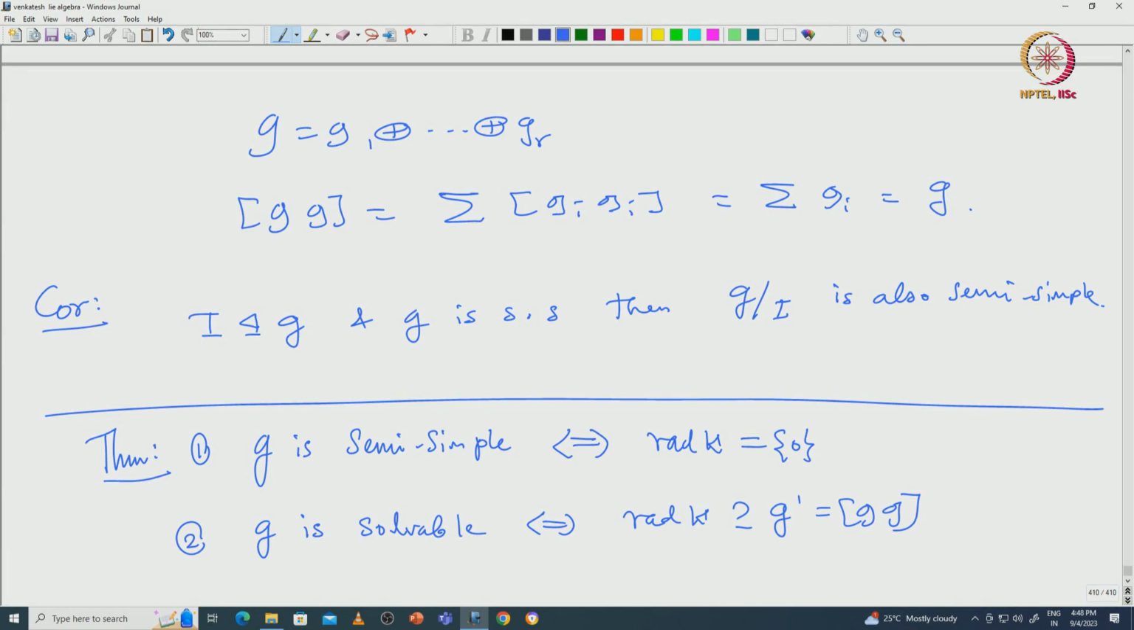I will continue with derivations of semi-simple Lie algebras in the next class. We will use whatever results we have learned so far about the Jordan-Chevalley decomposition and so on, and then use that in order to understand what is called the abstract Jordan decomposition for semi-simple Lie algebras.